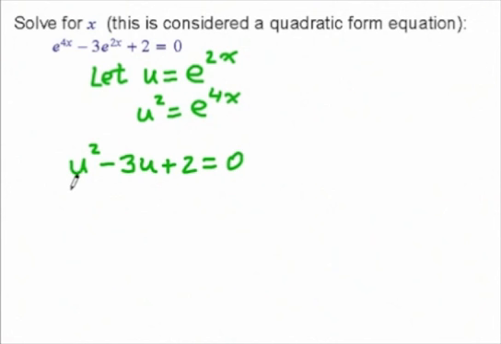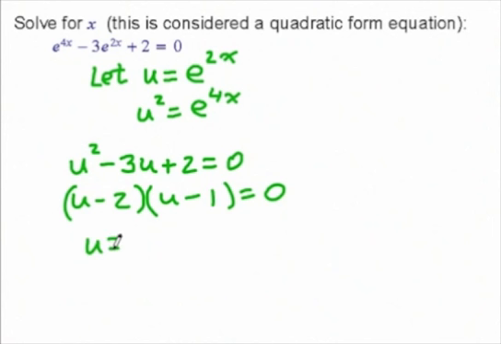And this one's relatively easy to solve. It's a simple quadratic. It factors nicely. Factors of 2 that add up to 3 are 2 and 1. So we're going to get (u minus 2)(u minus 1). And if we solve this, we're going to get u equals 2 and u equals 1, which is great, except for one problem. We're not trying to solve for u. That was an introduced variable. We're trying to solve for x.